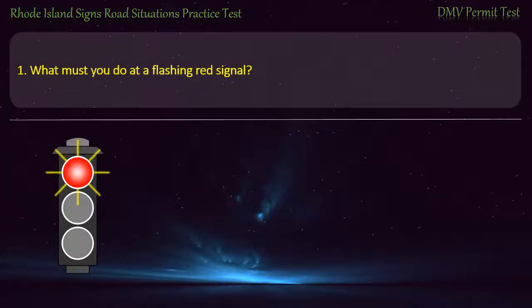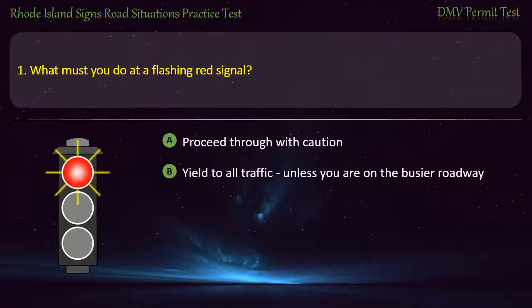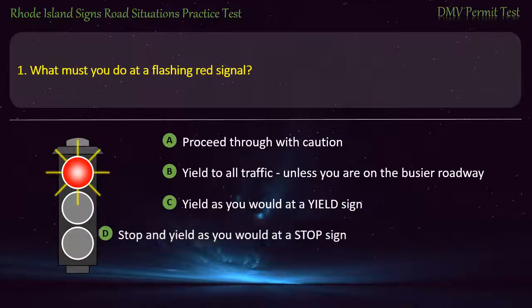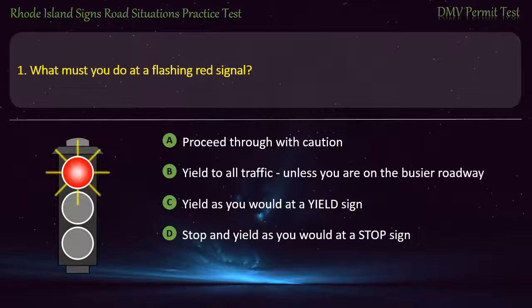Question 1. What must you do at a flashing red signal? Proceed through with caution. Yield to all traffic, unless you're on the busier roadway. Yield as you would at a yield sign. Stop and yield as you would at a stop sign. Answer. Stop and yield as you would at a stop sign.